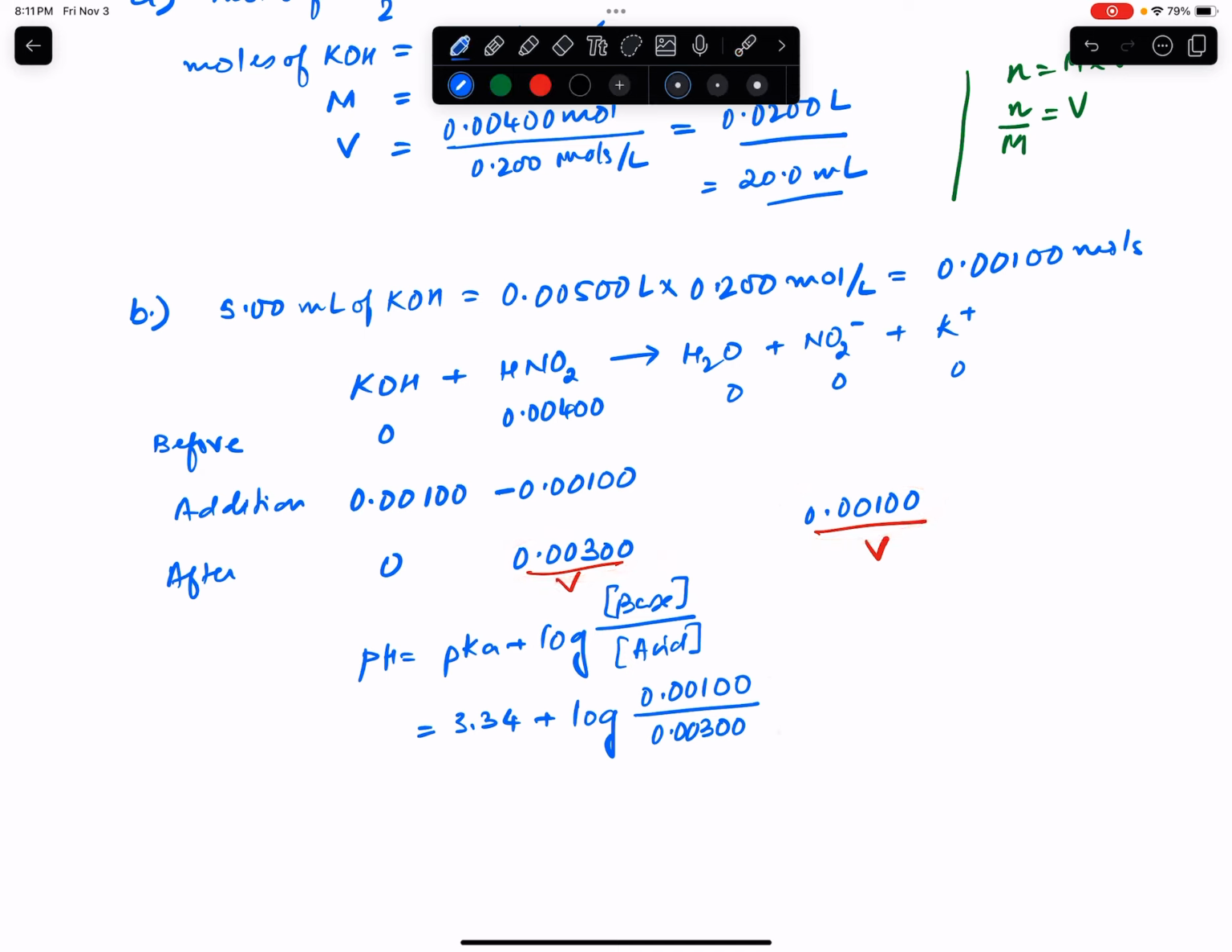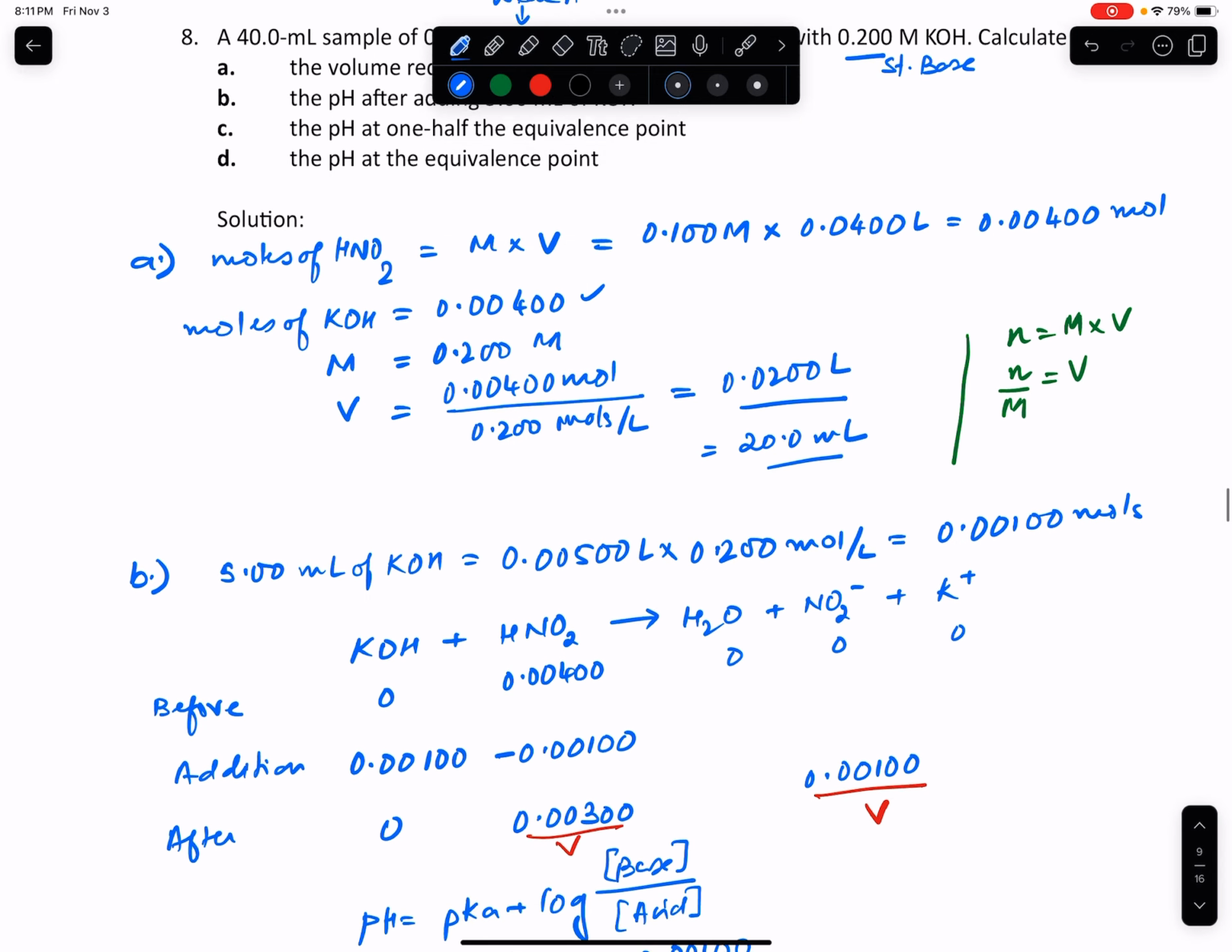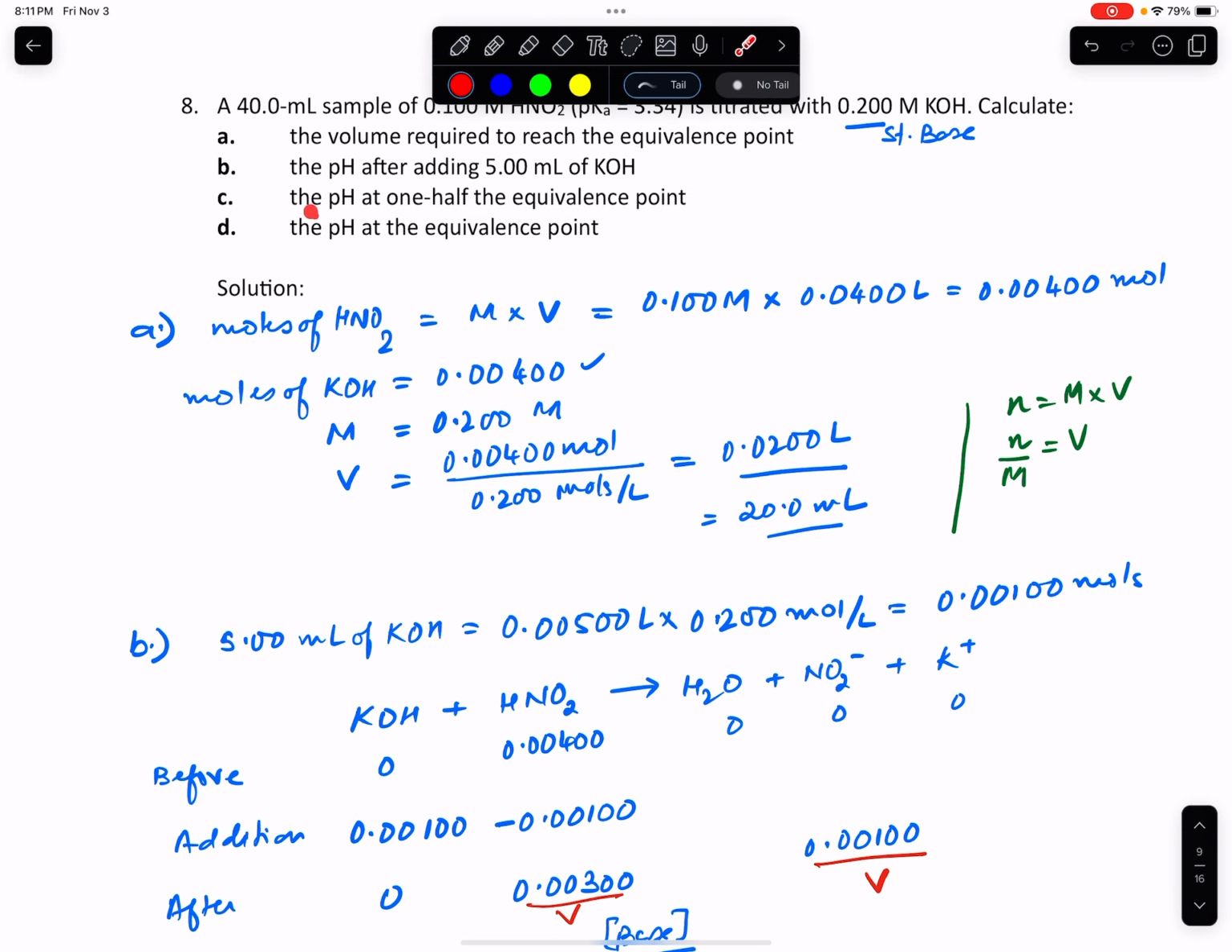Once we know that, now we just have to compute this, and this calculates to be 2.86. So that is the pH after addition of 5 ml of KOH. All right, time for part C. In part C, it's asking us what is the pH at half the equivalence point.